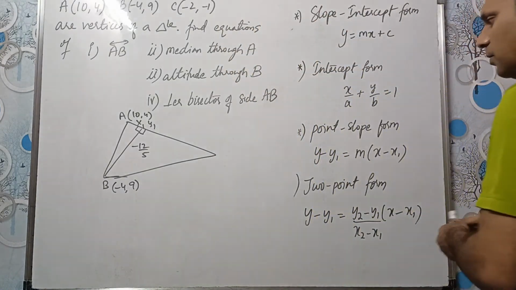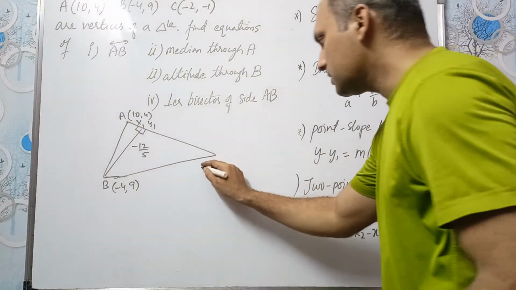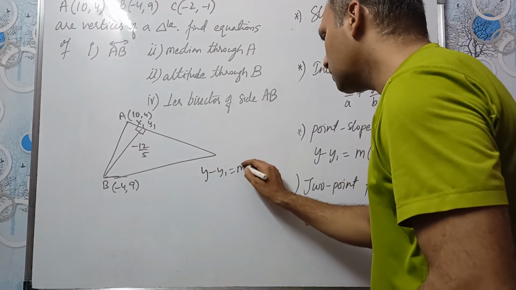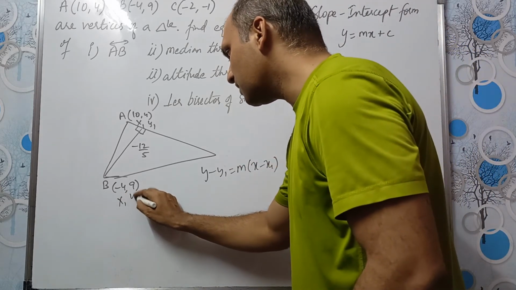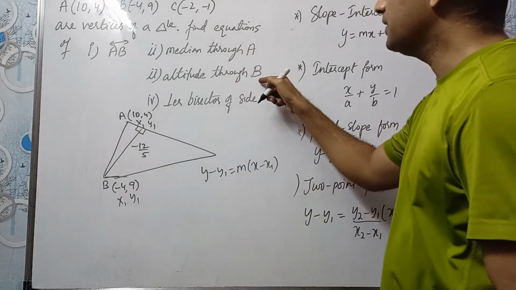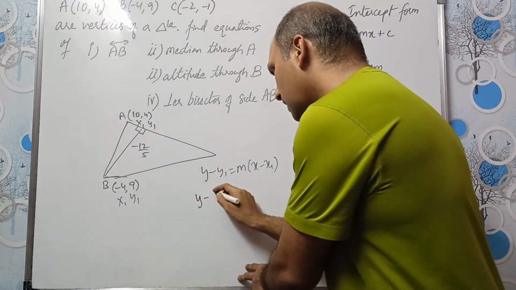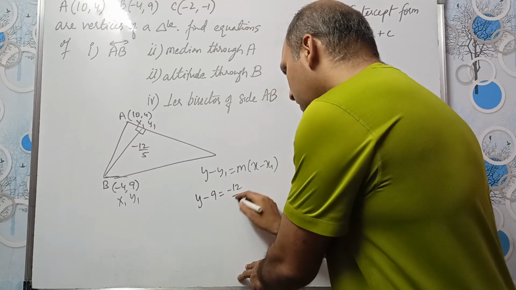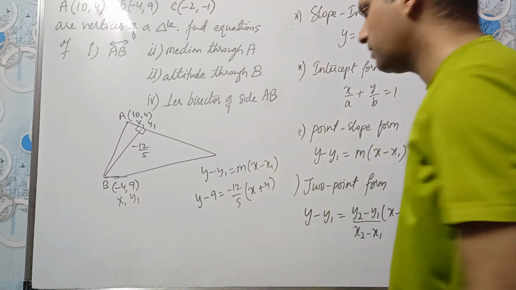See here, we have a point and we have slope. Point slope form. Can we use this? y minus y1 is equal to m into x minus x1. So here this is x1, y1, because we need to find the altitude through B, and the slope is minus 12 by 5. So let us substitute: y minus 9 is equal to minus 12 by 5 multiplied by x minus of minus 4, plus 4.